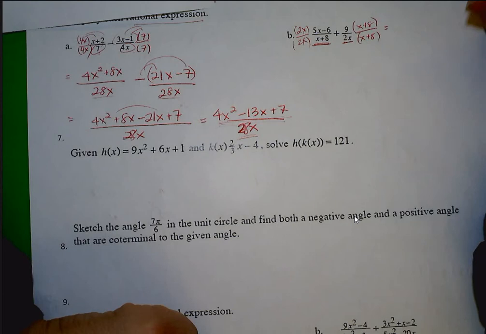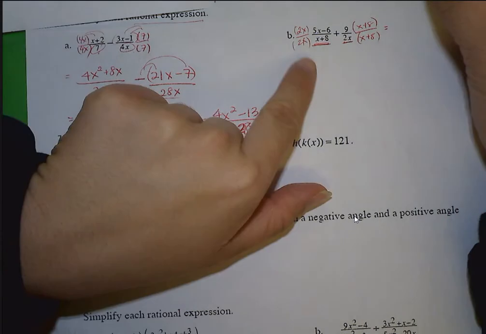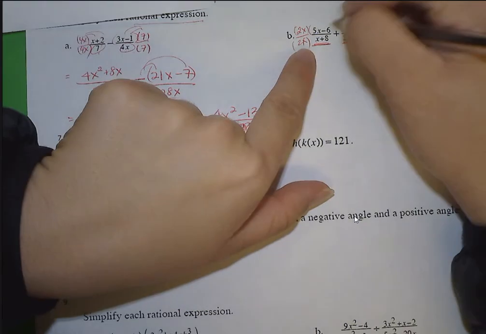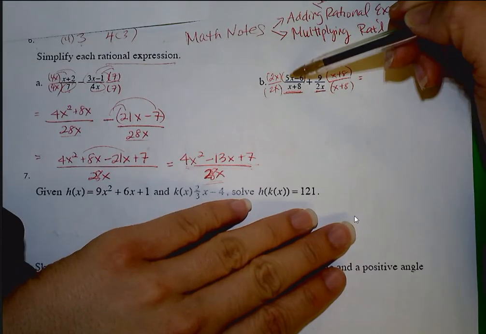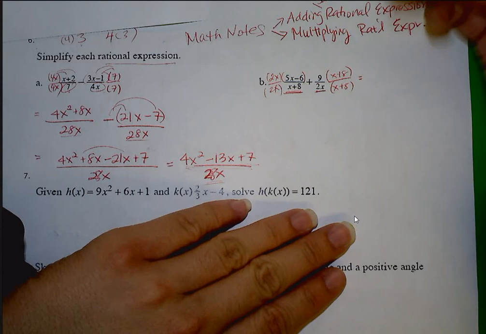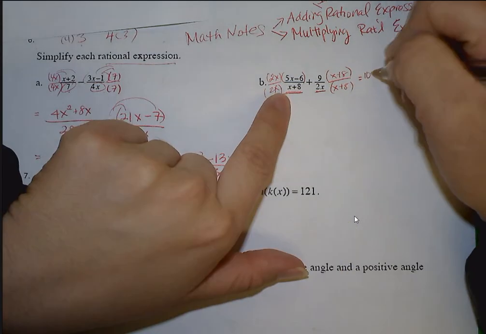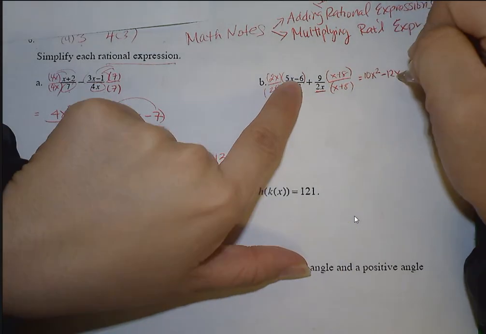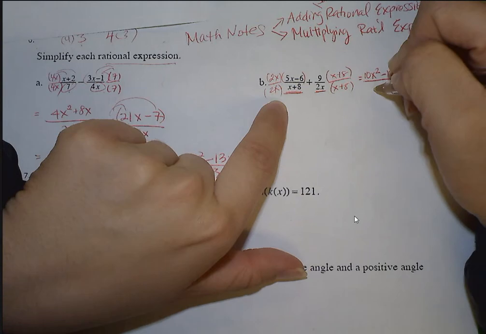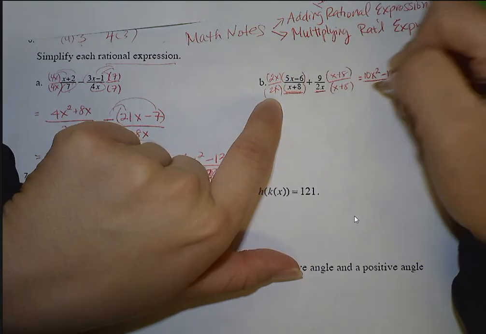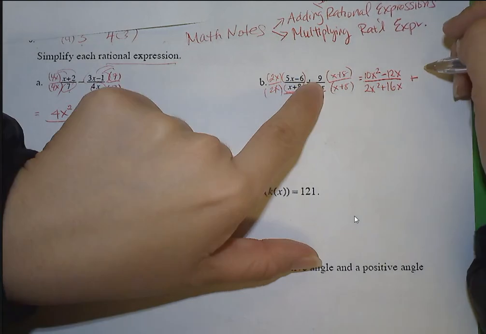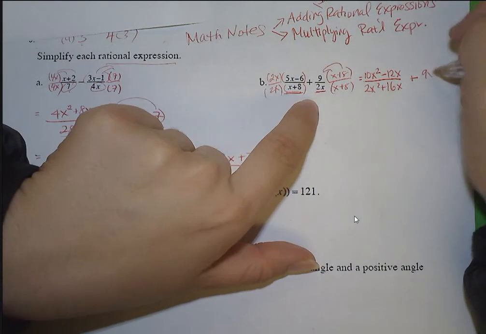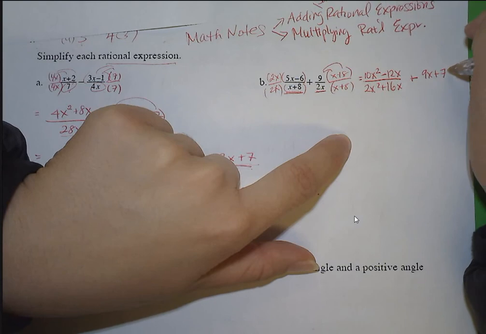So let's see. If I factor this, the parentheses are really important. If I don't have the parentheses, I'm apt to think that I just can multiply the 2x by the 5x, but you really have to distribute it to both terms. So this is going to be 10x squared minus 12x over 2x squared plus 16x, plus 9x plus 9 times 8 is 72, right? Over 2x squared plus 16x.